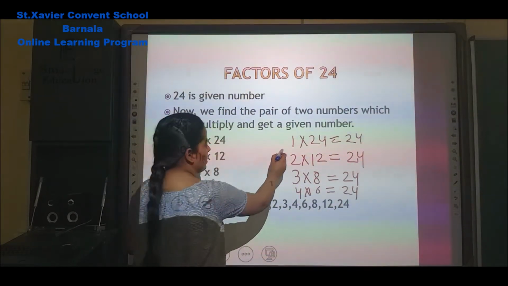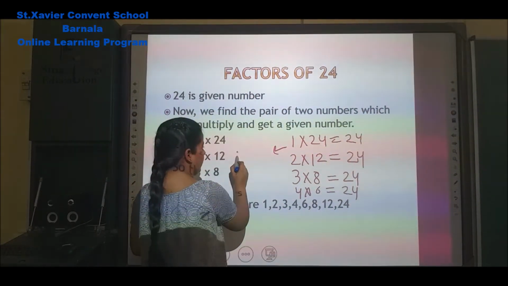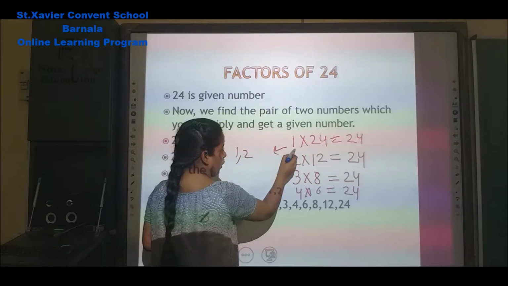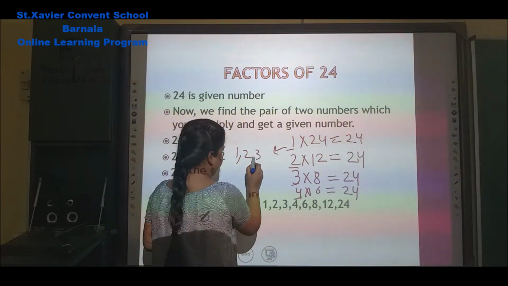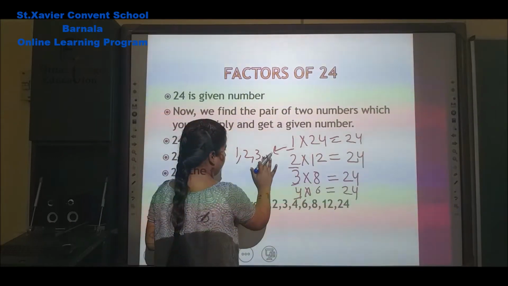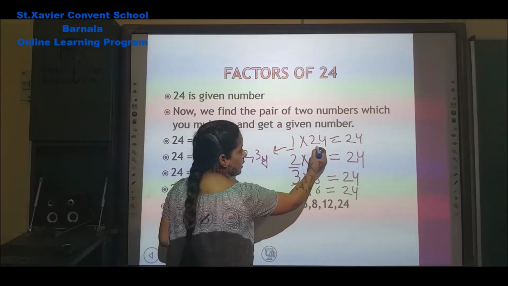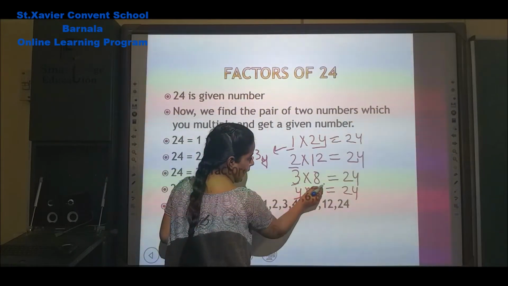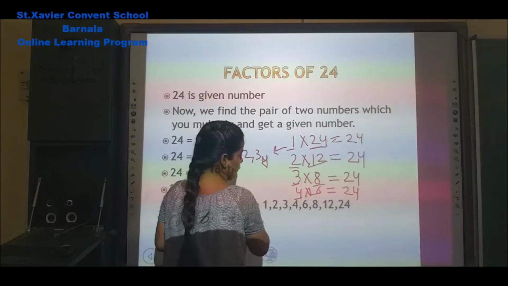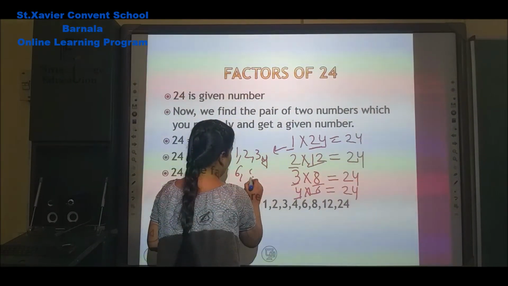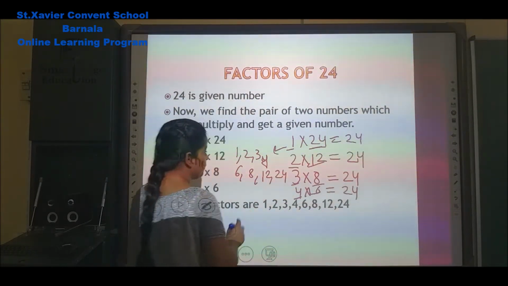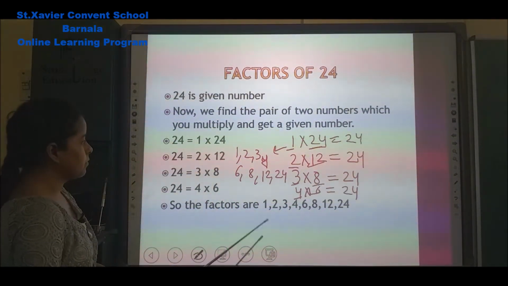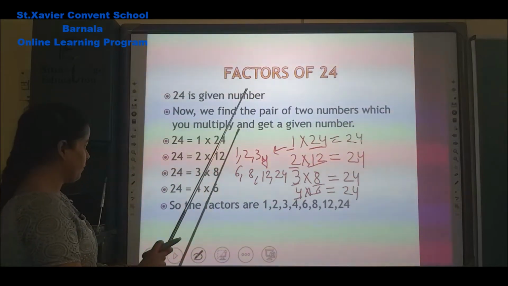So we write down the factors: 1, 2, 3, 4, 6, 8, 12 and 24. These are the factors of 24.